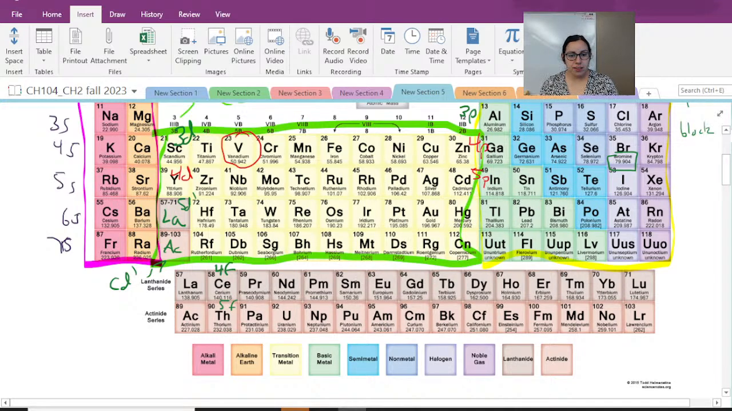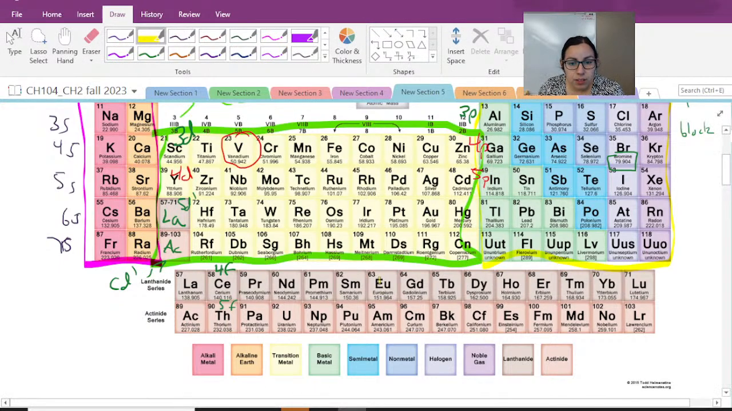Let's practice one. Let's try europium. See if you can write the electron configuration for europium. You might have to do a little tracing back to what your last noble gas was.